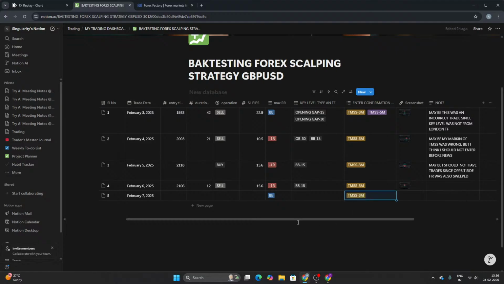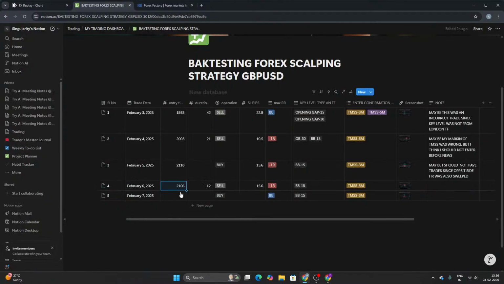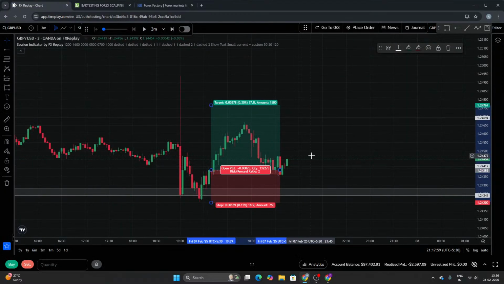True market structure shift in 3 minutes. Breaker block on 15 minutes and buy setup. Entry was at, oh yes, this point, 1939. 1939.